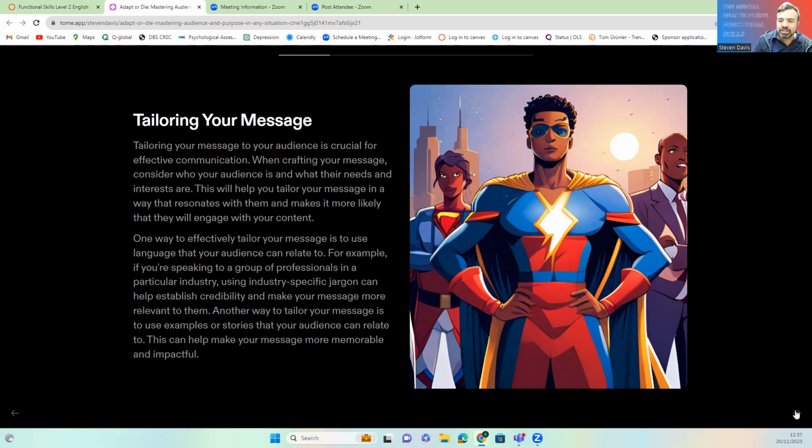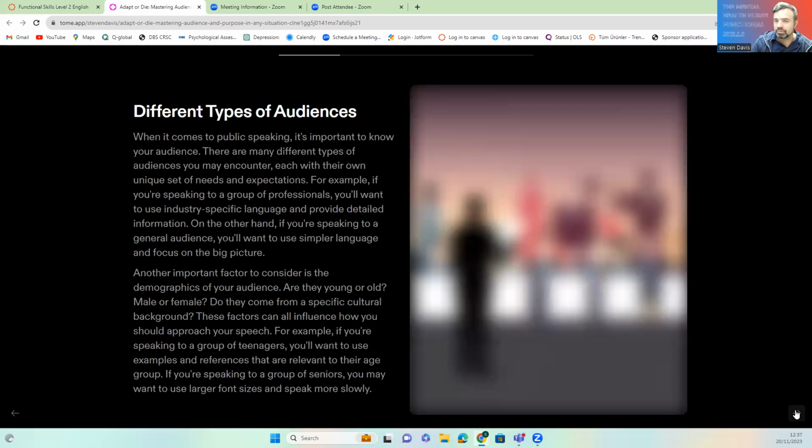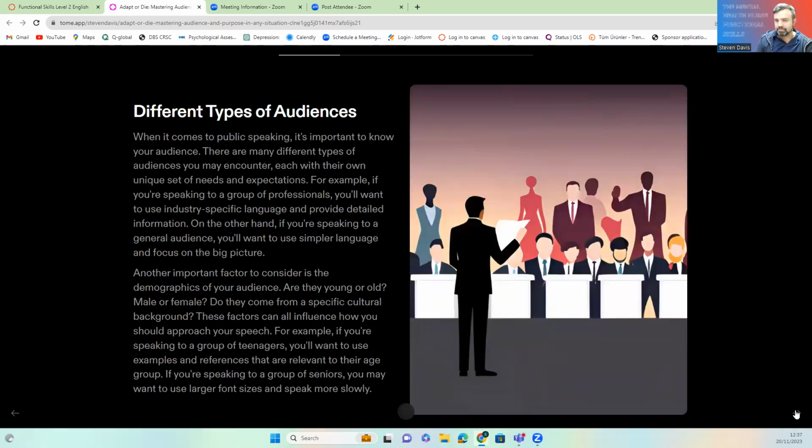So one way to effectively tailor your message is to use language that your audience relates to. For example, if you're speaking to a group of professionals, use industry language. But if it's not, avoid jargon. Another way to tailor your message is to use examples and stories. And we spoke about that in session 8 as well, where we talked about stories and metaphors. This can help your message be more memorable and impactful.